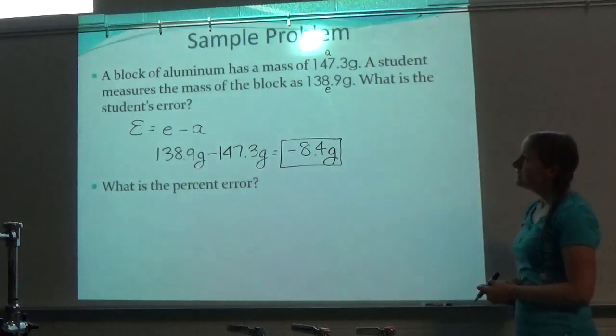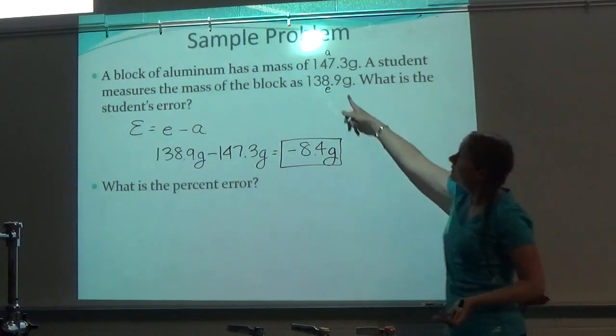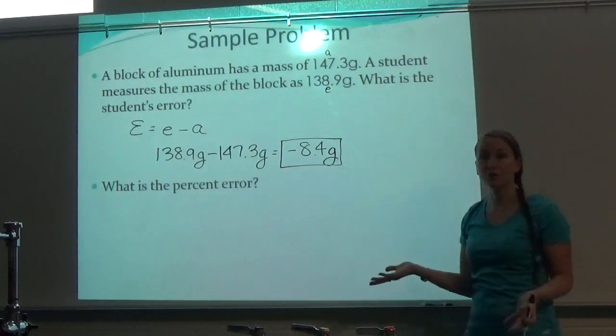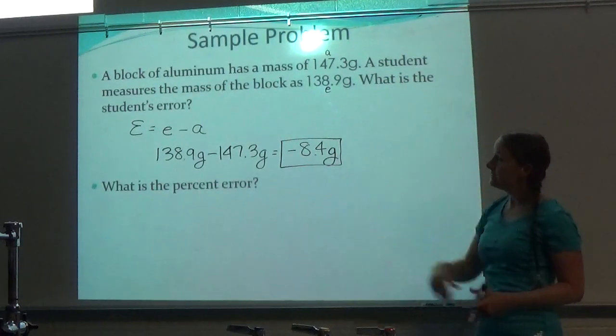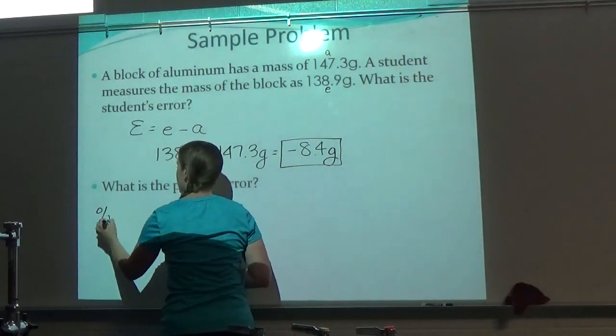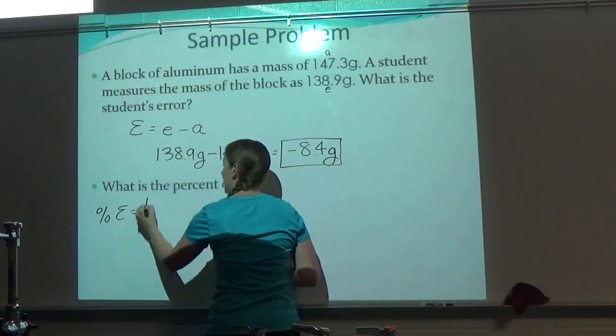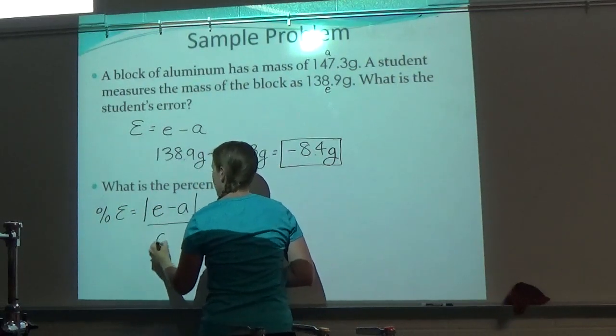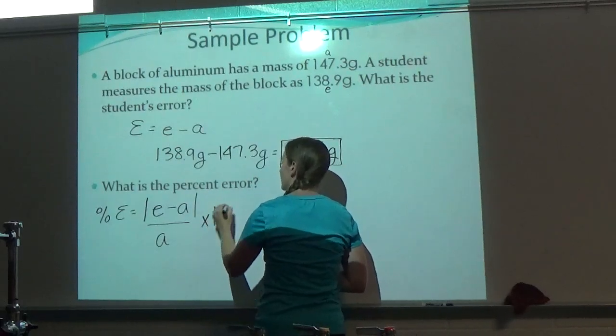Okay, so that means that since it's negative, the student got a number that was too low. It was lower than the actual or accepted value. So next, it says, what is the percent error? Well, percent error is the absolute value of your experimental minus your actual over your actual times 100.